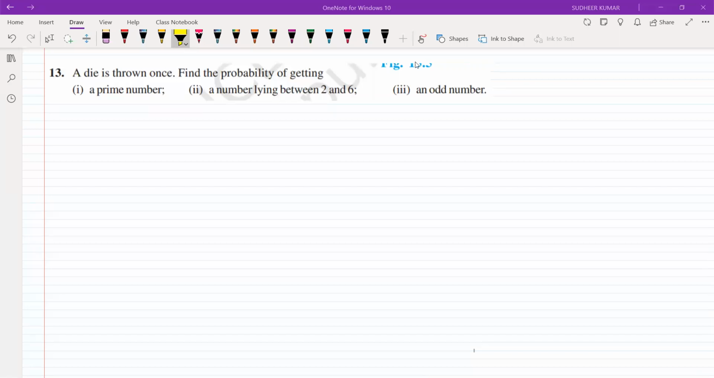A die is thrown once. Find the probability of getting a prime number, a number lying between 2 and 6, and an odd number.